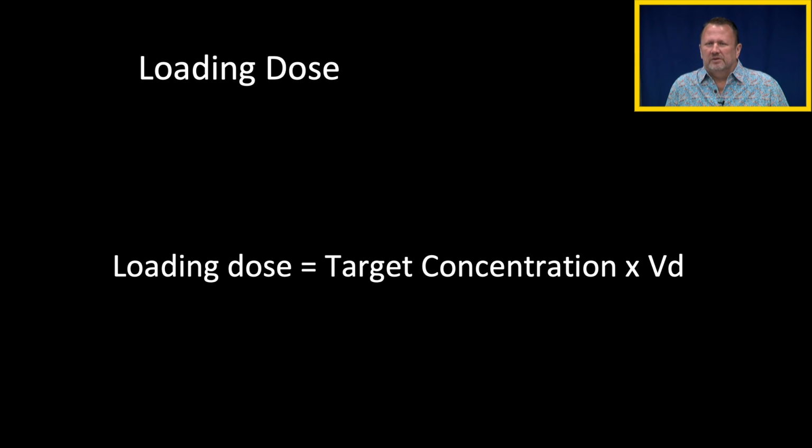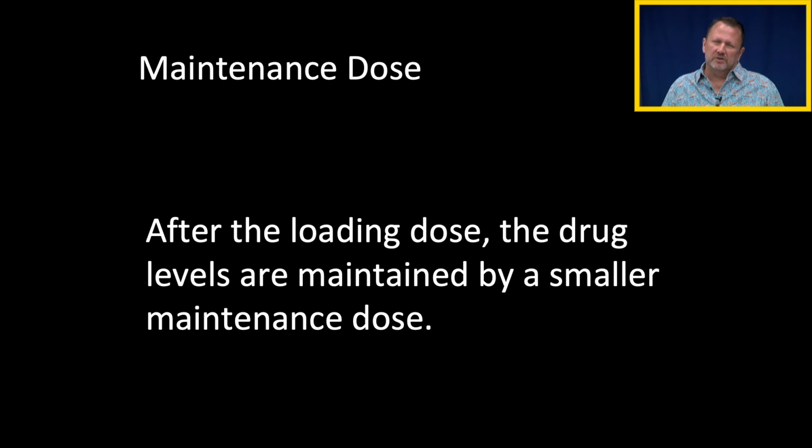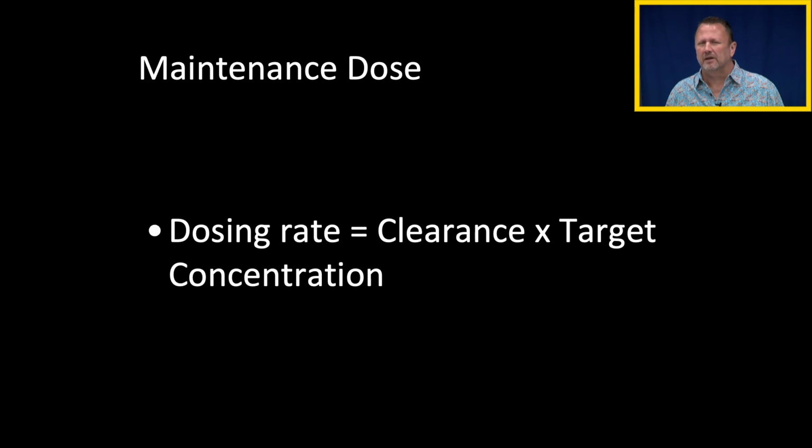And so the loading dose is going to just be equal to the target concentration that we're looking for times the volume of distribution. And so that's what's fun about the volume of distribution, is that once we know that, it's very simple to come up with a loading dose, because it's equal to the target concentration that we want times the volume of distribution of that drug. So after the loading dose, the dose levels are maintained by a smaller maintenance dose, a drip, and that brings us to the clearance times the target concentration. And clearance is a first-order process where elimination is determined by concentration.